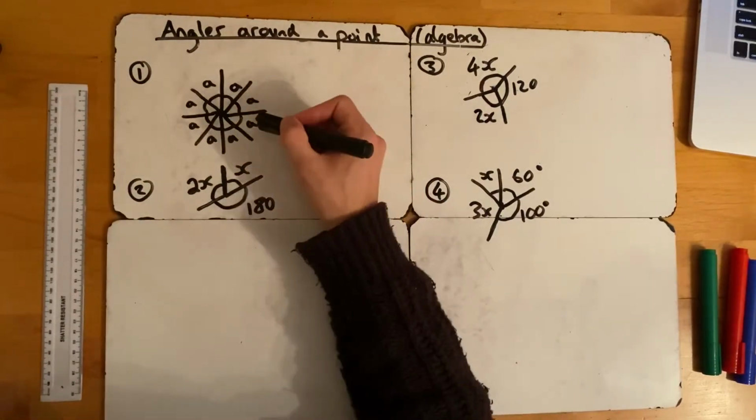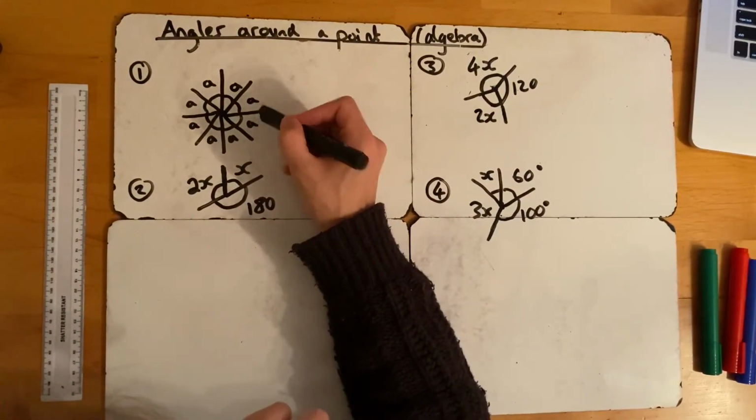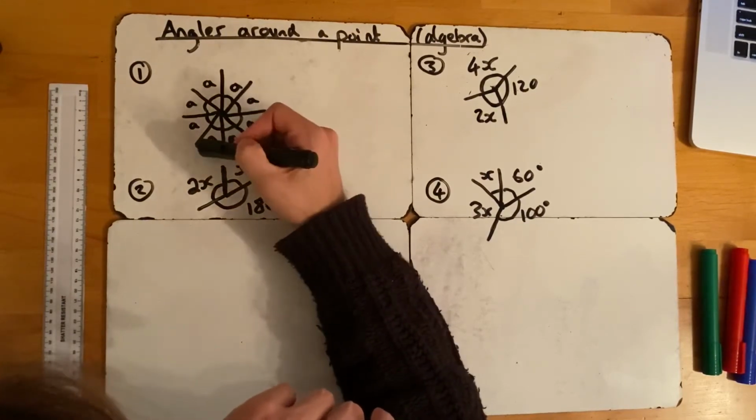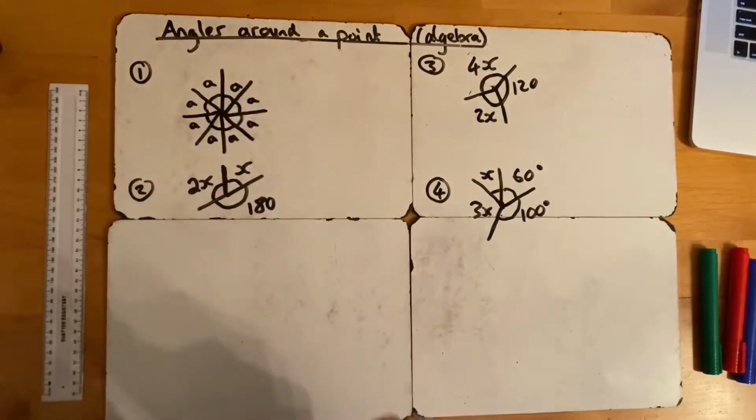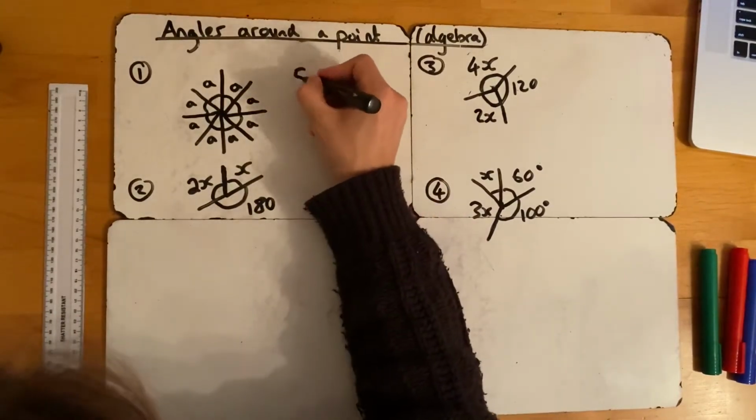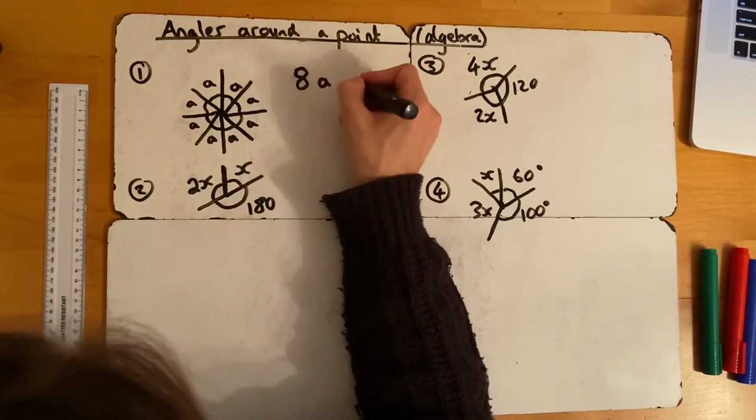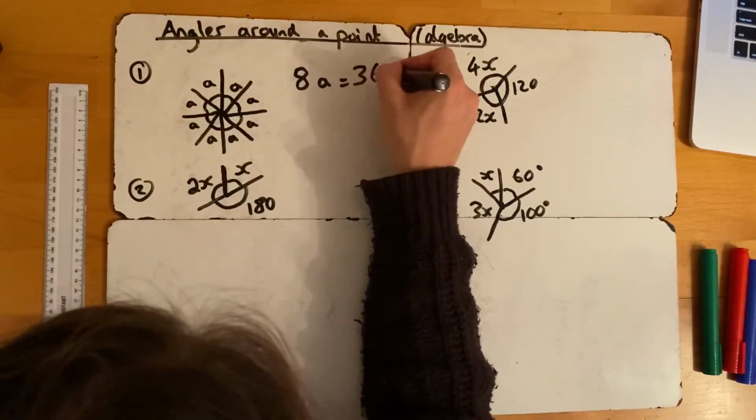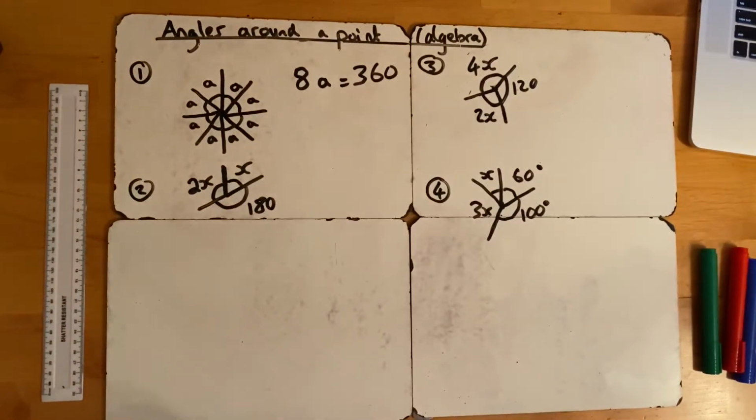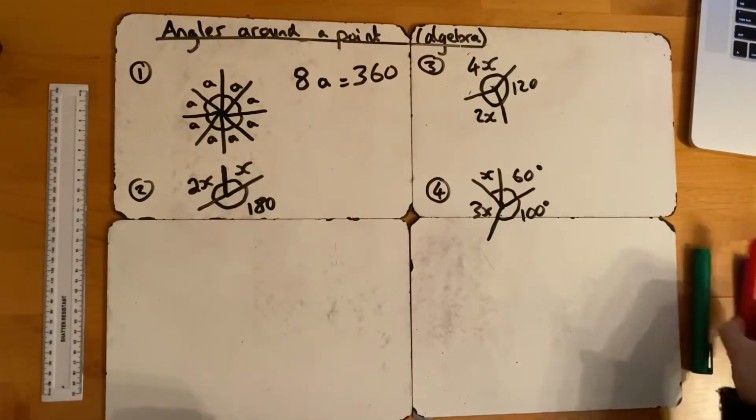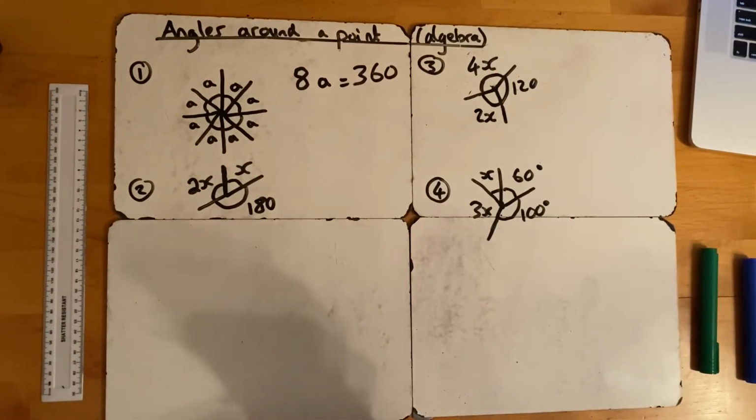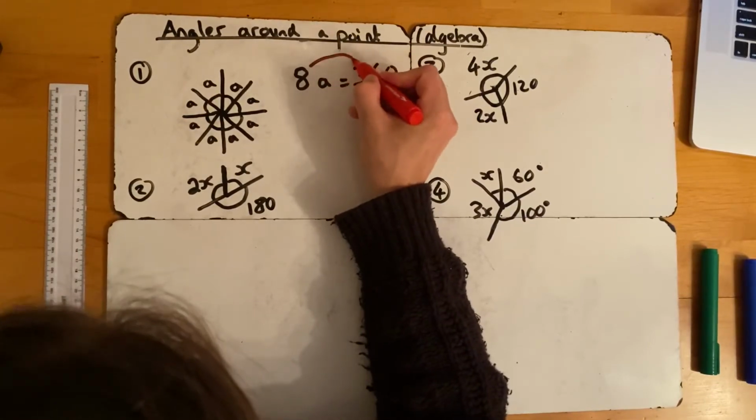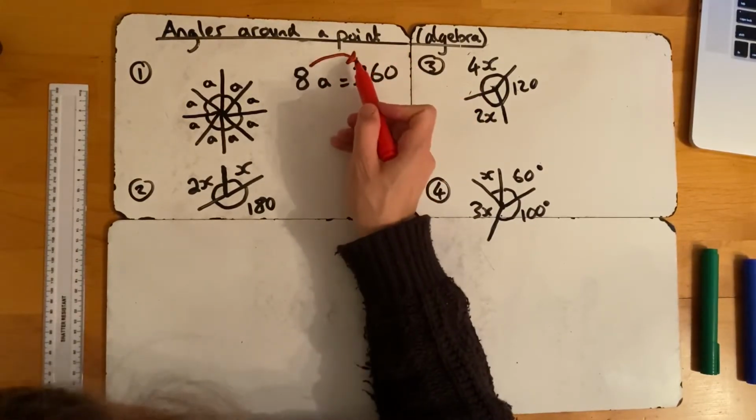So instead of putting numbers, they just put letters. So it's A. So you've got 1, 2, 3, 4, 5, 6, 7, 8. There's 8 A's. So we know 8A is equal to, all the way around, 360 degrees. Okay, so we've got to work out what 1A is if we're going to work out the angle.